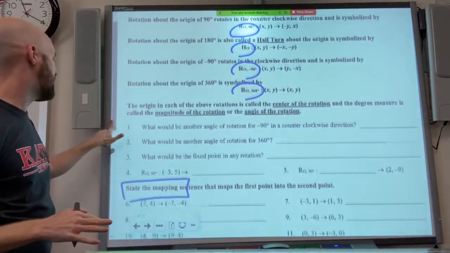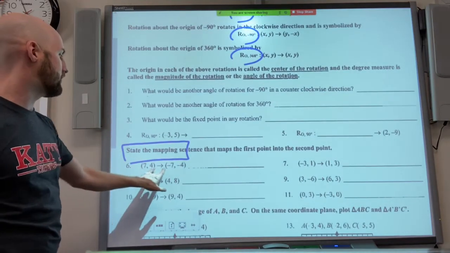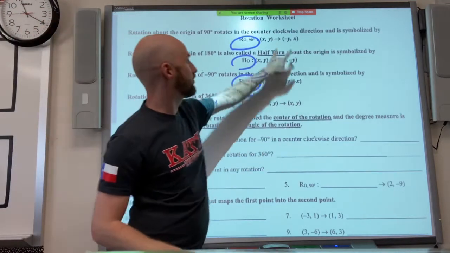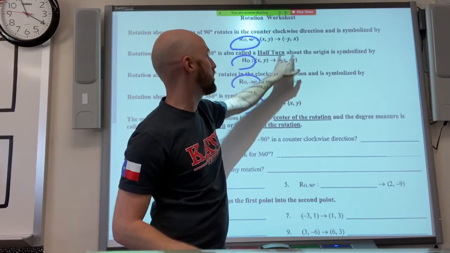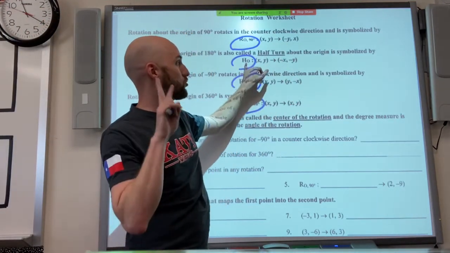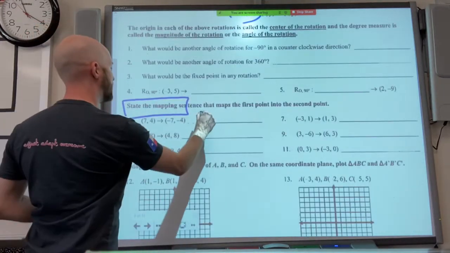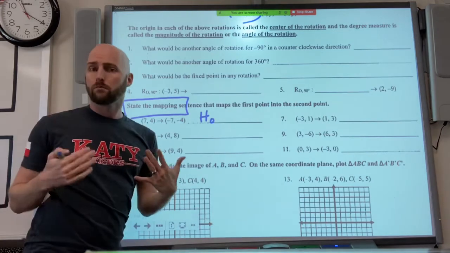And so what I mean by that was this one, I noticed that the 7 and 4 are in the same order, but they're both opposite signs. And so I noticed that the rule that keeps X and Y the same order but opposite signs was that H, or that 180-degree turn, that half turn around the origin. So I would have been fine if you had just put an H O to do that.